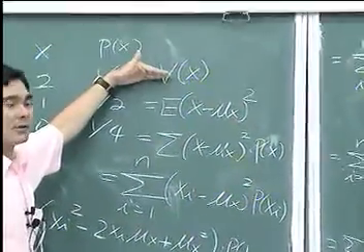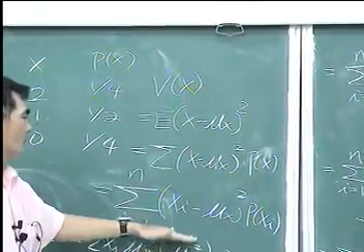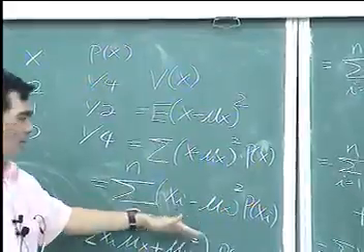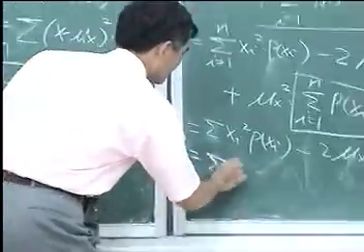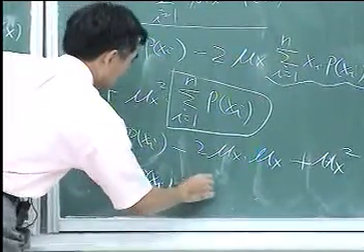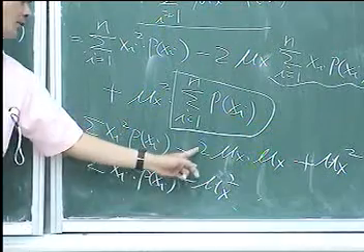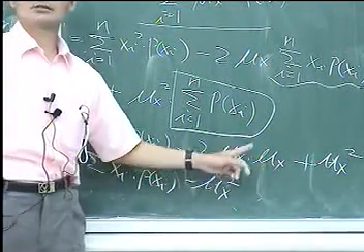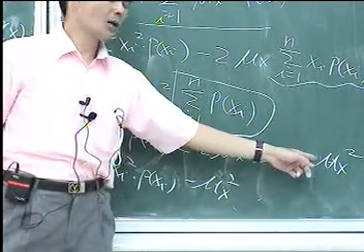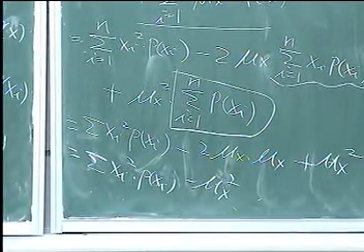The variance of x, the formula is like this, okay? You can do it this way, but also you can do it this way. Summation xi squared times p(xi) minus mu x squared. Okay, because this will be 2 mu x squared plus 1 mu x squared. So this is what you get. Any questions?